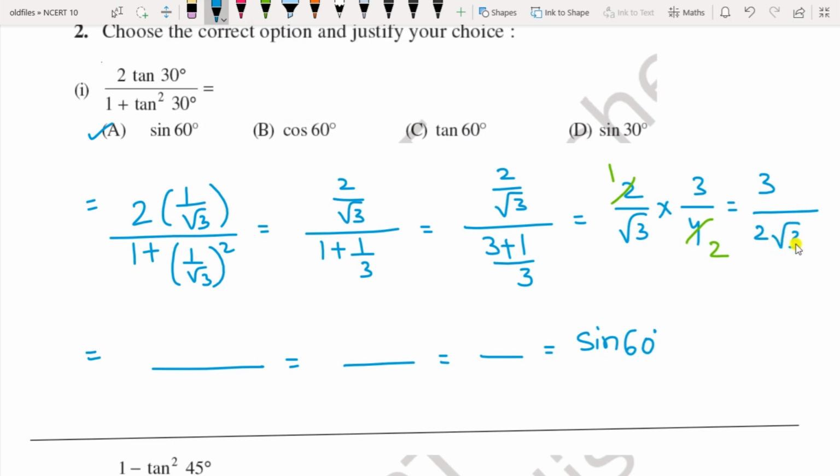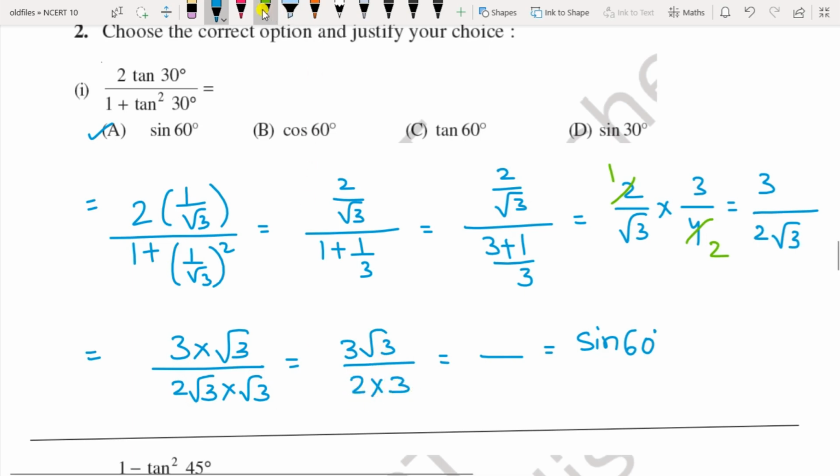Now you have to rationalize this root from the denominator. So multiply the numerator and denominator by root 3. Rationalization you have studied in your 9th standard. So this will be 3 root 3 upon 2 into 3. Now here 3 will get cancelled. So the answer is root 3 by 2, which is sin 60 value. So here A option is the correct option. That is sin of 60.